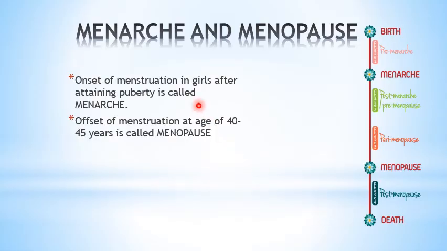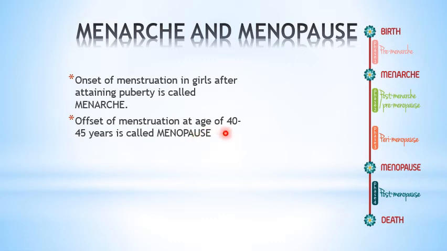So what is menarche and what is menopause? The onset of menstruation in girls after attaining puberty is called menarche, meaning the formation of an egg after every 28 days. Opposite to that, the offset of menstruation at the age of 40 to 45 years is called menopause, when the female stops producing the egg.